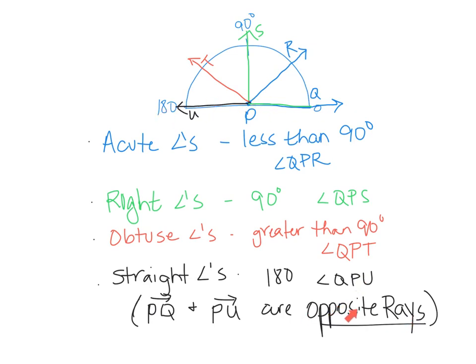So another vocabulary word is opposite rays. Ray PQ and ray PU are opposite rays. They are on the same line, but they go in opposite directions. They have the same vertex, P, but they go in opposite directions.